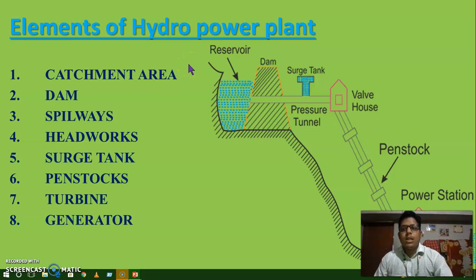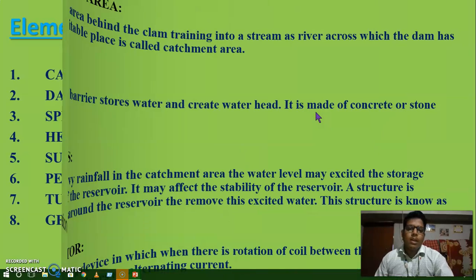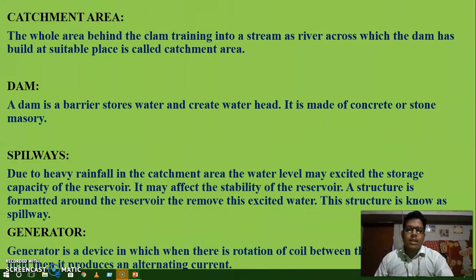And now I discuss the elements of hydropower plant. In this figure, we can see the elements of a hydropower plant. First of all, catchment area, dam, spillway, head works, surge tank, penstock, turbine, and generator. Now I discuss the elements in detail. Catchment area: the whole area behind the dam, draining into a stream or river across which the dam has been built at a suitable place, is called a catchment area.